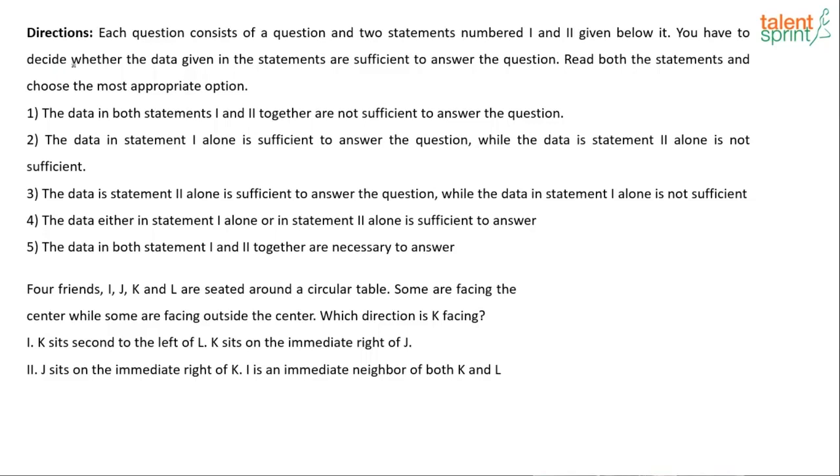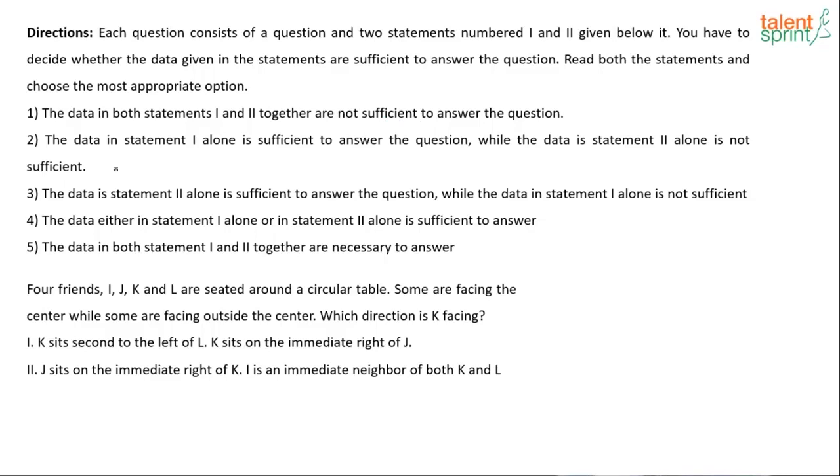So the question here is on data sufficiency, and as usual each question consists of a question and 2 statements number 1 and 2. You have to decide whether the data given in the statements are sufficient to answer the question. Read both the statements and choose the most appropriate option. And you know the options, right? Option 1, if both together are not sufficient.